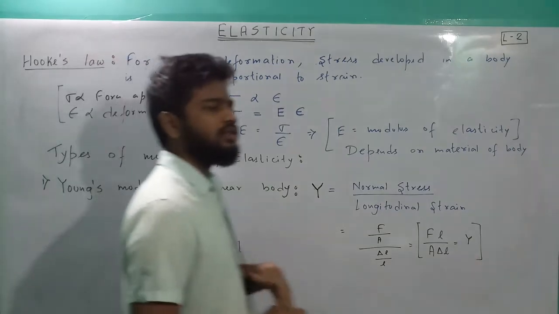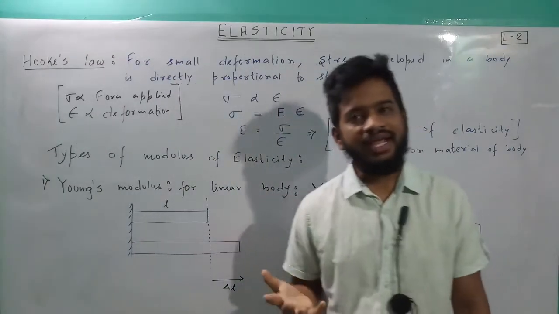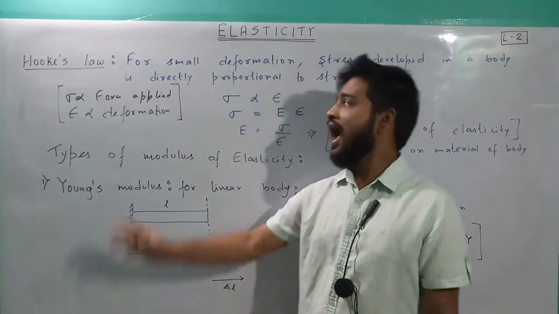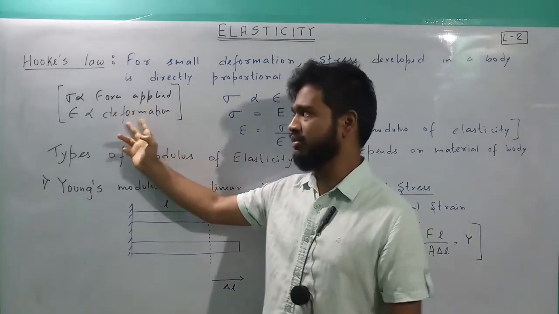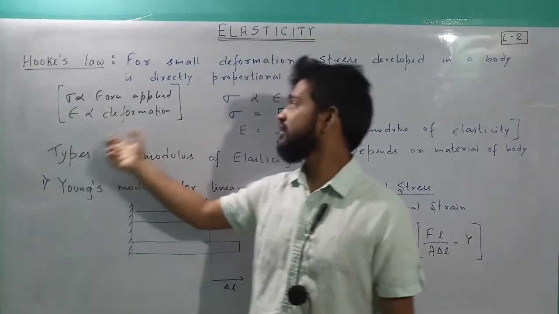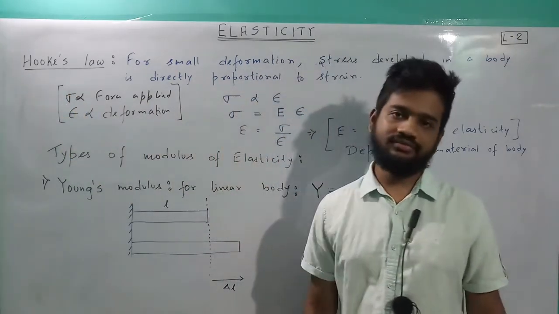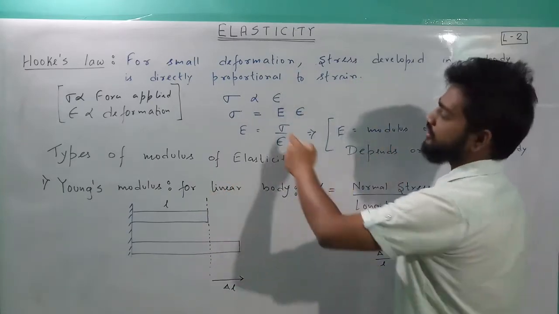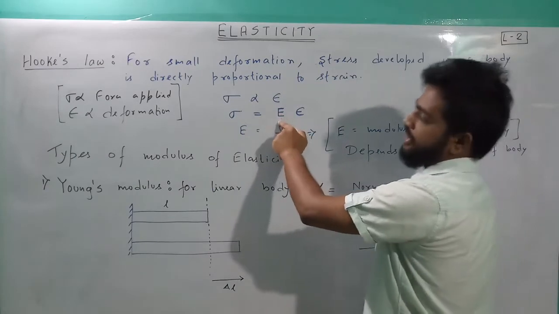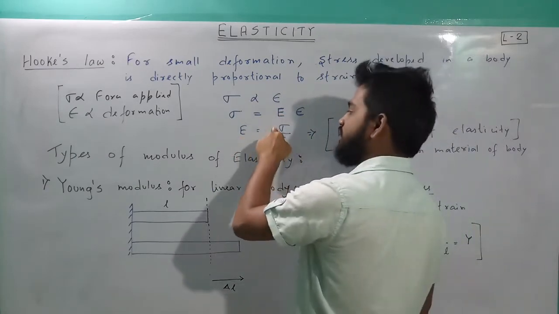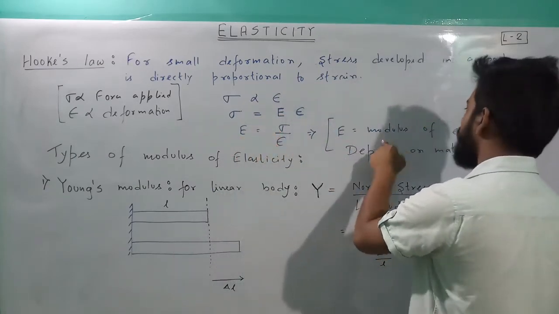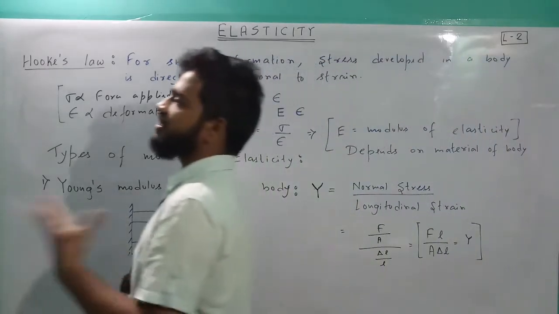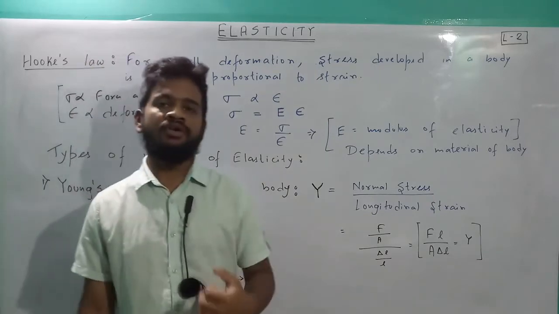Now think about the body. Higher the force you apply, higher will be the deformation, right? And that is what Hooke's law is. Higher the force, higher the deformation. Higher the stress, higher the strain. Stress is directly proportional to strain. I hope you have understood this point. So the proportionality constant, which is equal to capital E, is stress upon strain. Capital E is also called the modulus of elasticity. The modulus of elasticity is the ratio of stress upon strain.